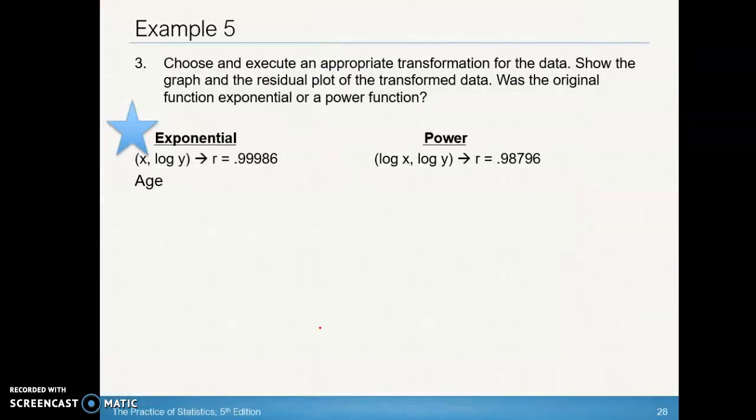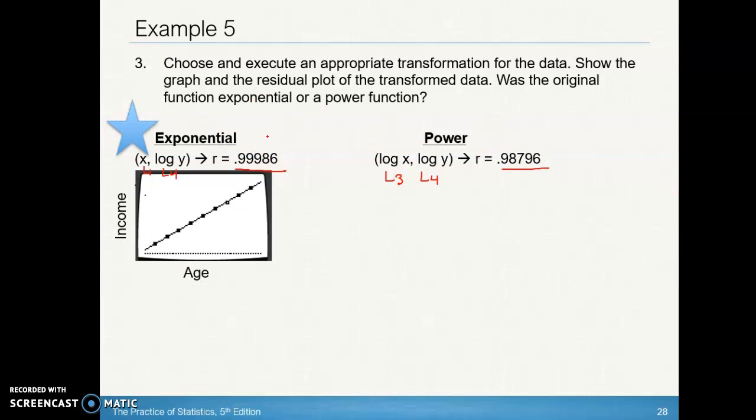Okay, so now let's do the appropriate transformations and see what happens. Hopefully you already did this. And remember, what we're going to do is x versus log of y. So this is list 1 versus list 4. This is going to be list 3 versus list 4. Let's first compare our R values: 0.999 and 0.98. I'm going to guess that exponential is going to be a little bit better.